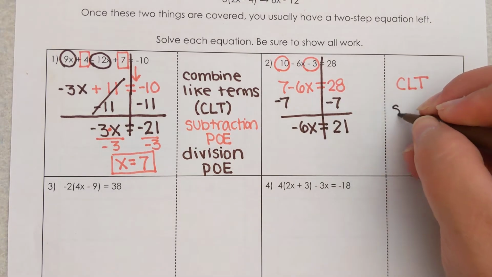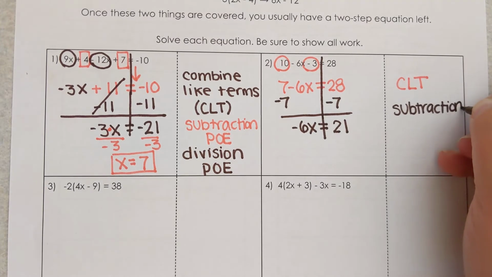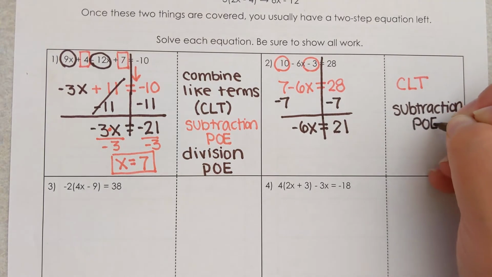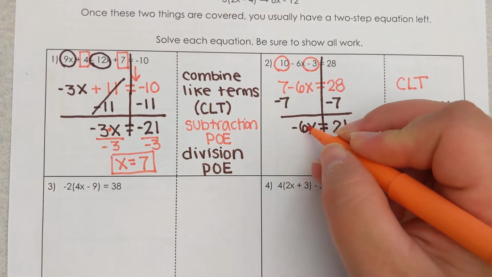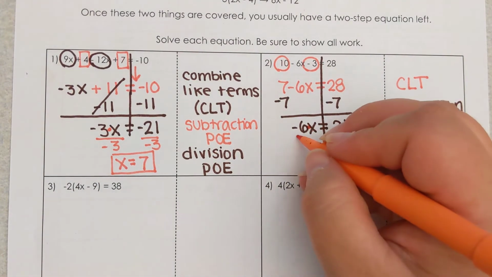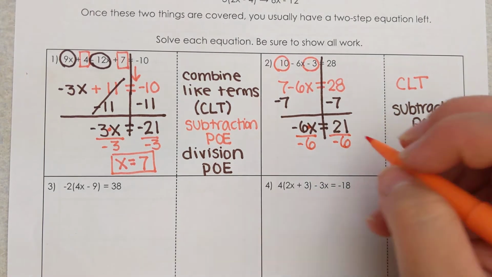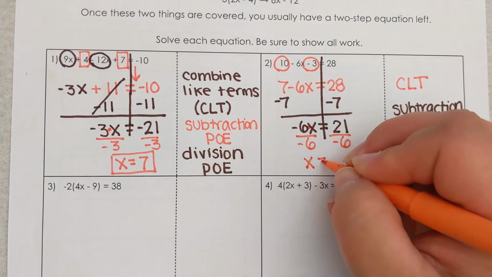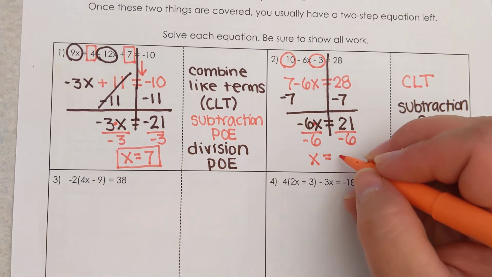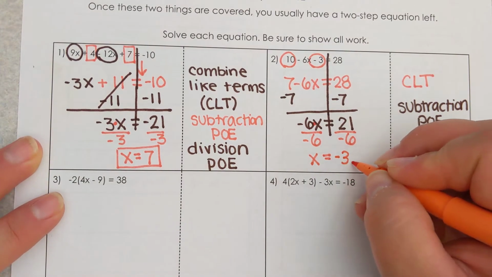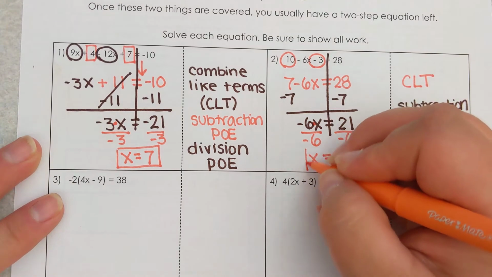Okay, so I did my subtraction property of equality. Great job. Now, this is -6 times x, so I need to divide by -6. Okay, and I'm going to pull out my handy dandy calculator. 21 divided by -6 is going to be -3.5.